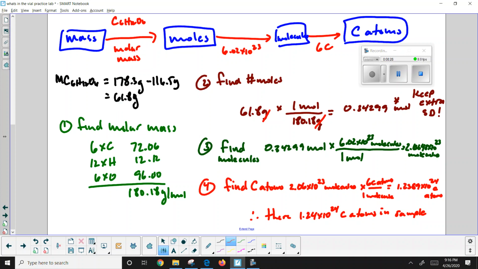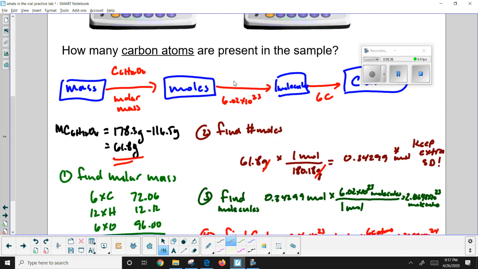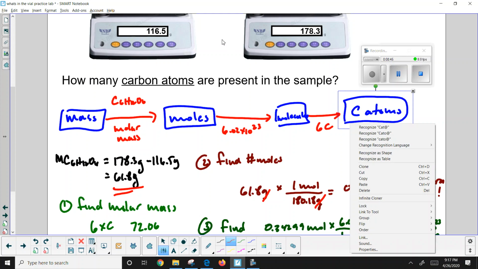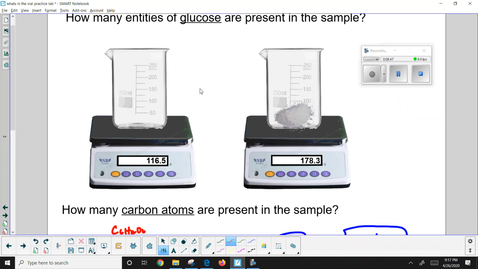Now with significant digits, I have 3 here. So my final answer is going to contain 1.24 times 10 to the 24th carbon atoms in that little sample. It's hard to believe, but that's how it works. So the rest of the examples you're going to be going through are going to be very, very similar. You're going to be primarily dealing with molecular and ionic compounds. Every now and then you might have a hydrate. But again, you'll be able to figure it out.